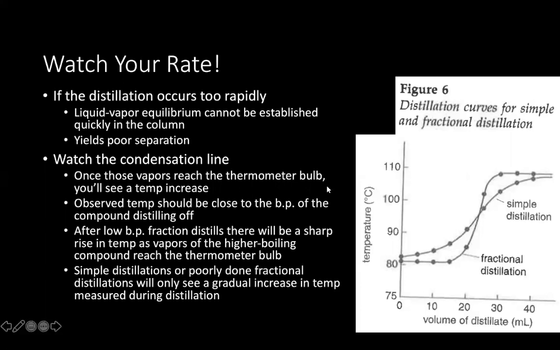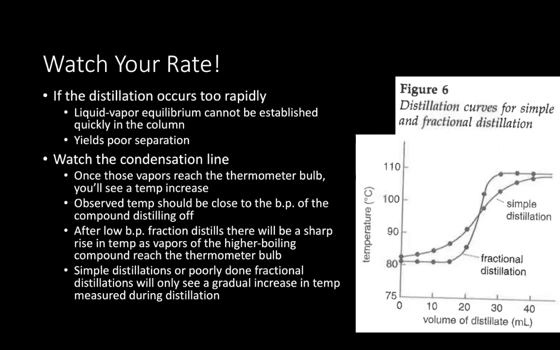You'll need to include lots of descriptions in your notes since this is a full lab report lab. But once the vapors from the condensation line reach the thermometer bulb, you should see and observe a temperature increase. The observed temperature that you're reading from the thermometer should be close to the boiling point of the compound distilling off. So at first, it should be close to the lower boiling cyclohexane boiling point. Once that low boiling material, in our case cyclohexane, has distilled off, then you should see a sharp rise in temperature as vapors from the higher boiling point compound are finally reaching the thermometer bulb.